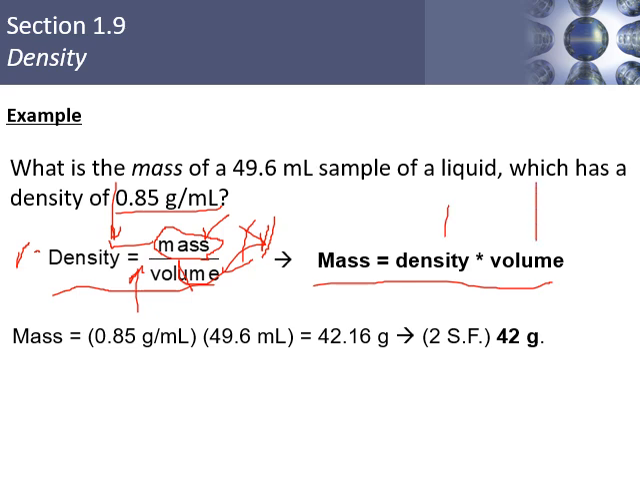Now there's one other thing we need to do, and that's to make sure that we have the density in the right units and the volume in the correct units. So if we want to end up with an answer in grams, which we do, then we will want the density to be in grams per milliliter if we've got a volume in milliliters.